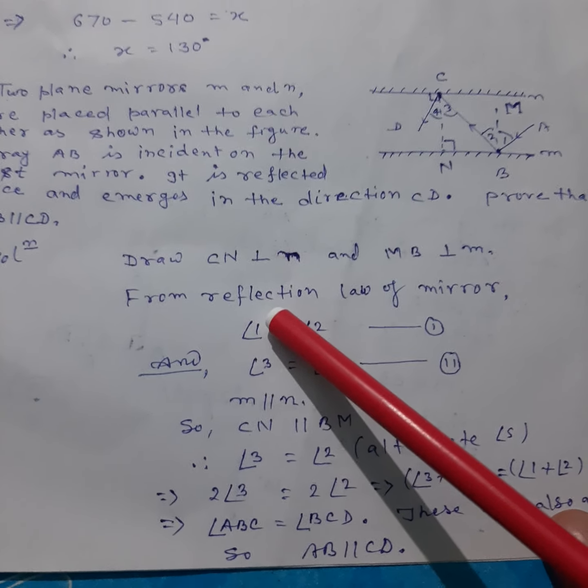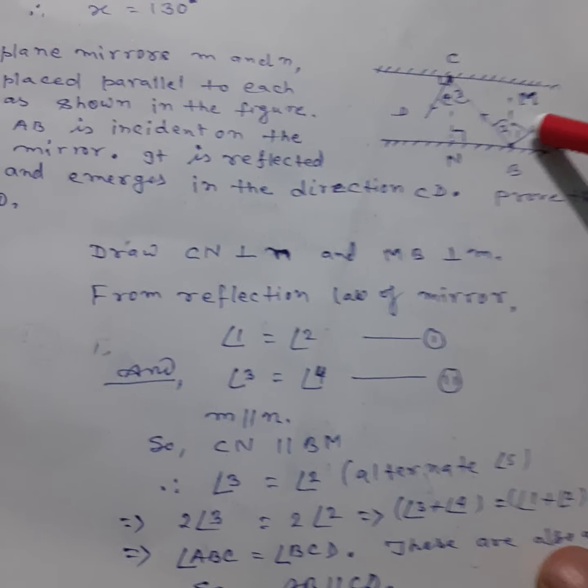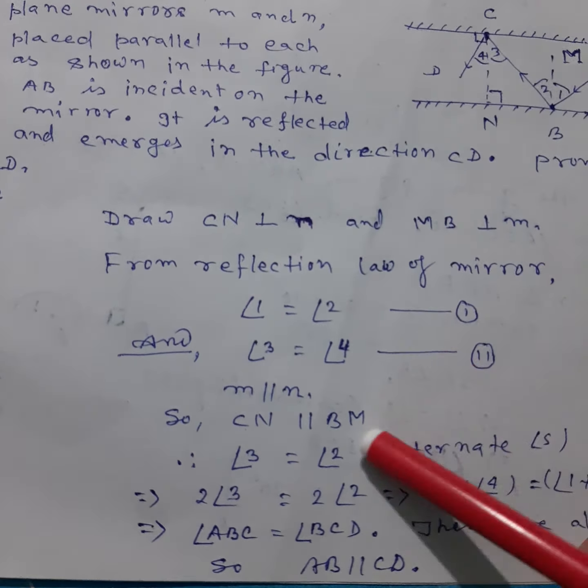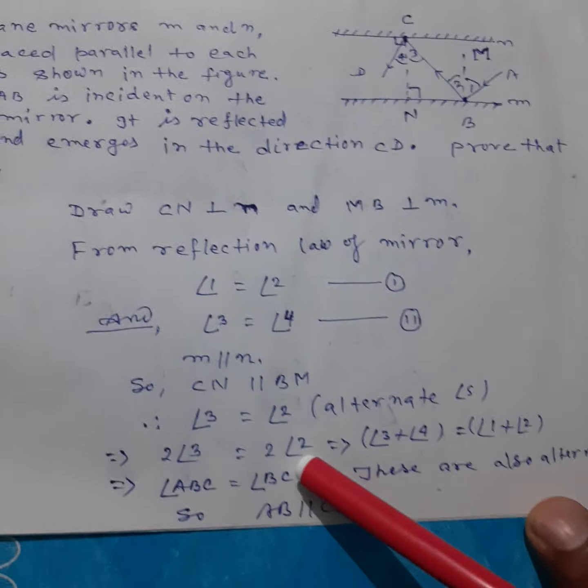From the reflection law of mirrors, angle 1 equals angle 2, since the angle of incidence equals the angle of reflection. Again, angle 3 equals angle 4, angle of incidence equals angle of reflection. Now M is parallel to N, therefore CN is parallel to BM. Both are perpendicular to the same line, so alternate angles are equal. Angle 3 equals angle 2, alternate angles; both are parallel and this is the transversal. So 3 equals 2.